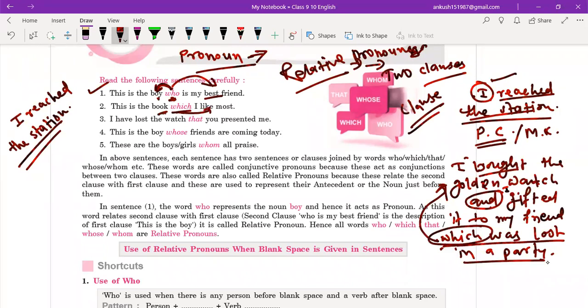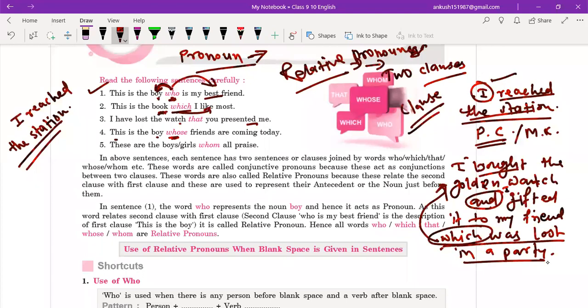This is the book which I like most. What did I like most? The book. Okay. I have lost the watch that you presented me. This is the boy whose friends are coming today. These are the boys or girls whom all praise.